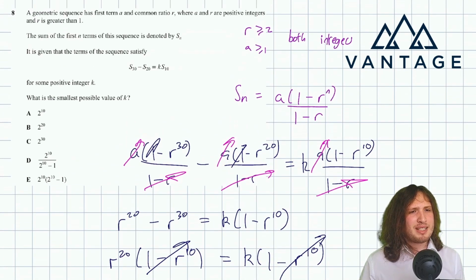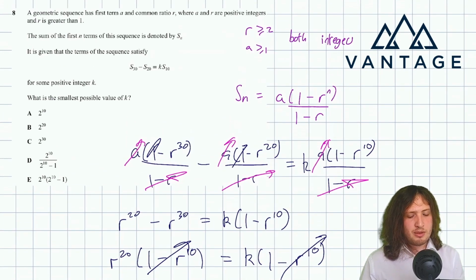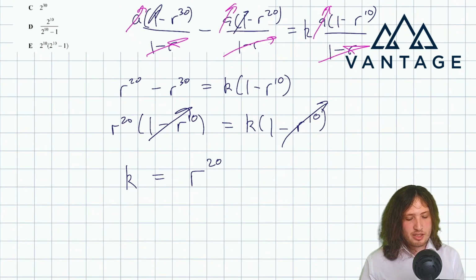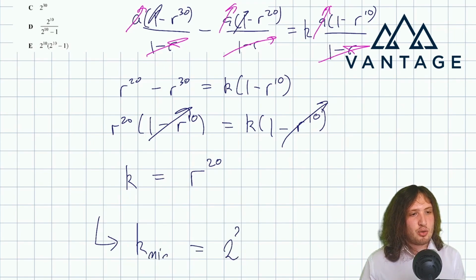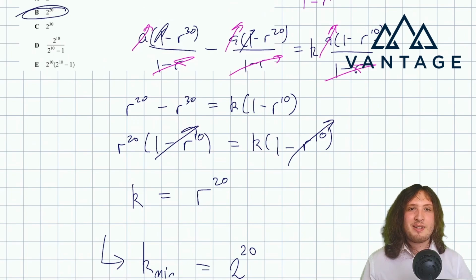Okay, but obviously we then want r to be as small as possible. If r is a positive integer greater than 1, the smallest r could be is 2. So that means that the minimal value that k could possibly take is obviously just going to be 2 to the power of 20. The bigger r is, the bigger k is. You can see that clearly from this equation. So the correct answer is B.